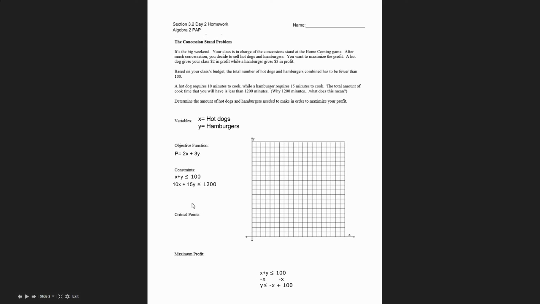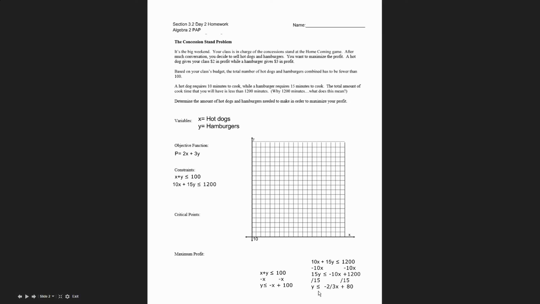So you'll take your first equation, x plus y is less than or equal to 100. Solve for y, so you subtract x on both sides. You get y is less than or equal to negative x plus 100. Then you'll solve for the next equation, 10x plus 15y is less than or equal to 1,200. You're solving for y, so you subtract 10x from both sides. And then you'll get 15y is less than or equal to negative 10x plus 1,200. You divide each side by 15. Again, you're solving for y, so y is less than or equal to negative 2/3 x plus 80.